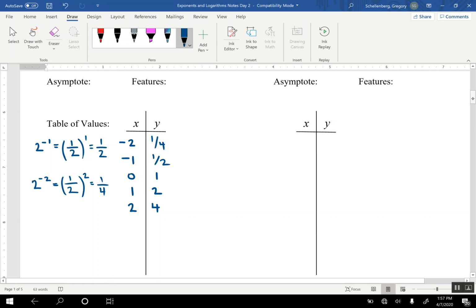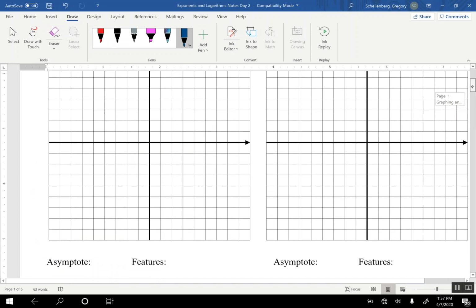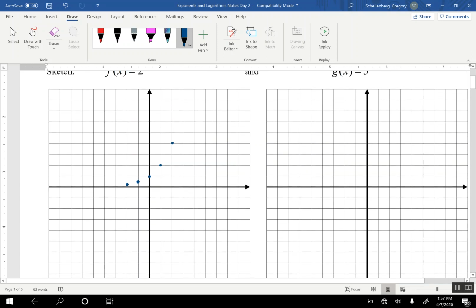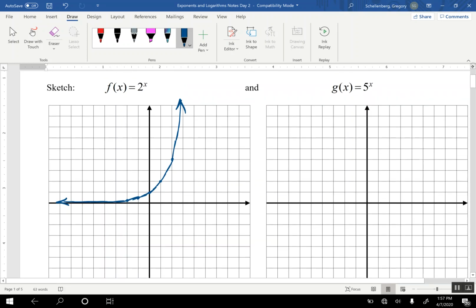Okay, so we've got 5 different points here that we can plot on our graph. So let's do that. -2 and 1 over 4, -1 and 1/2, 0 and 1, 1 and 2, 2 and 4. Okay, so here's the general shape here. It looks something like this. There we go.